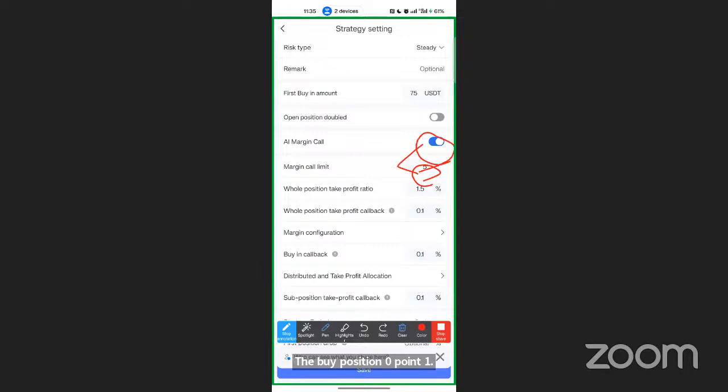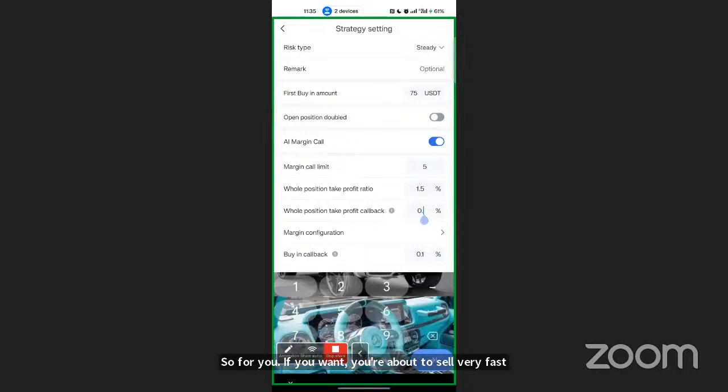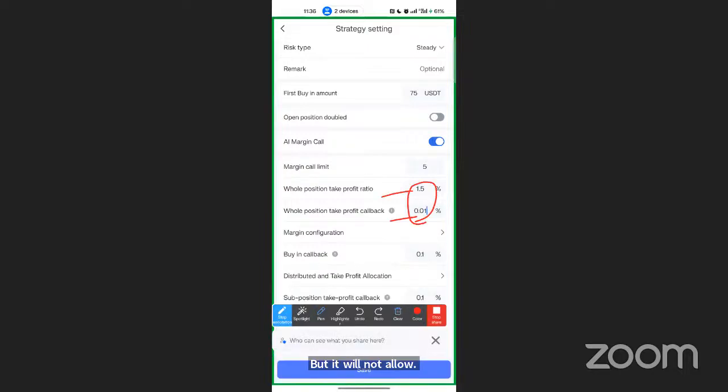Why? When my market rises by 1.5, if it doesn't fall by 0.1, my robot will give me more than 1.5. If you have understood these two, give me a 5 in the chat. Why have I put it like this? If you want your robot to sell very fast, you put 0.01. You can even make it 0.001, but it will not allow. If you have understood, give me a 5.